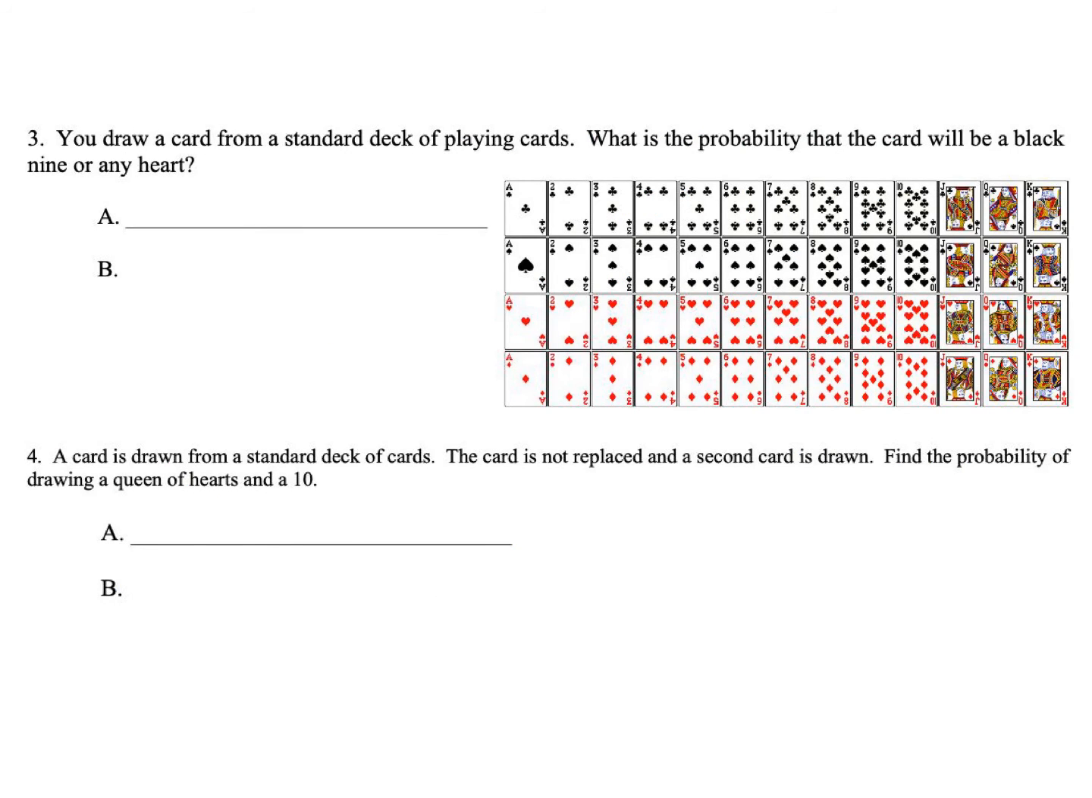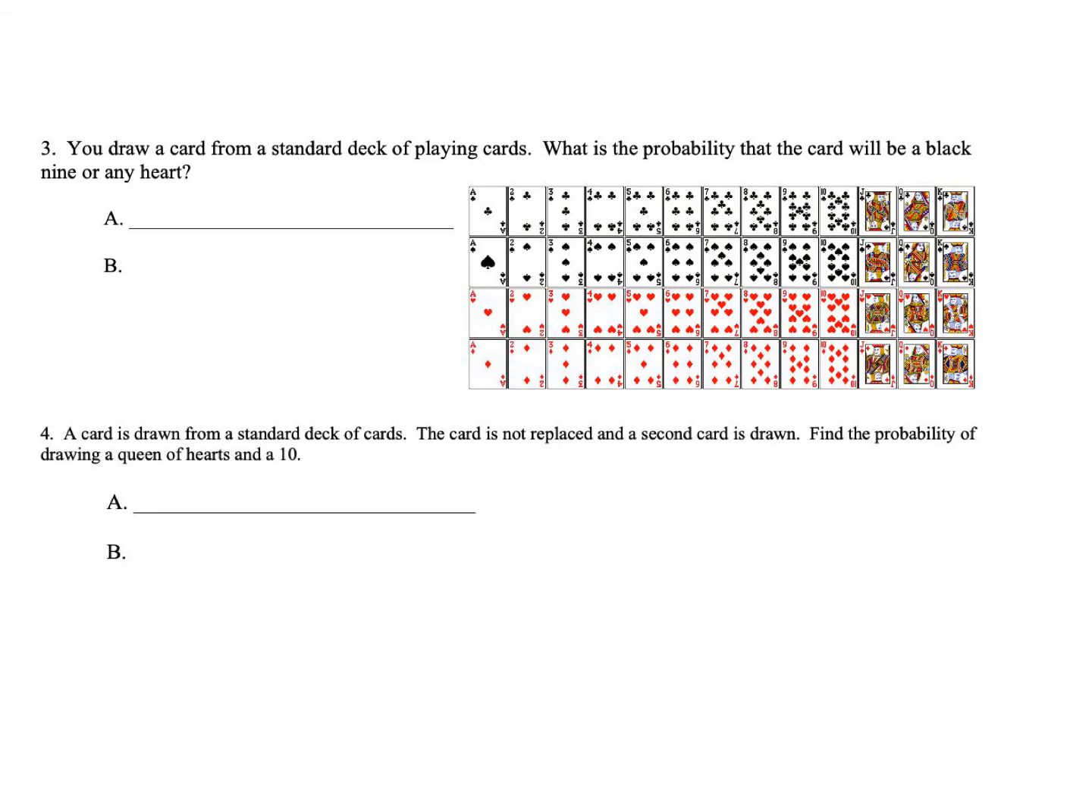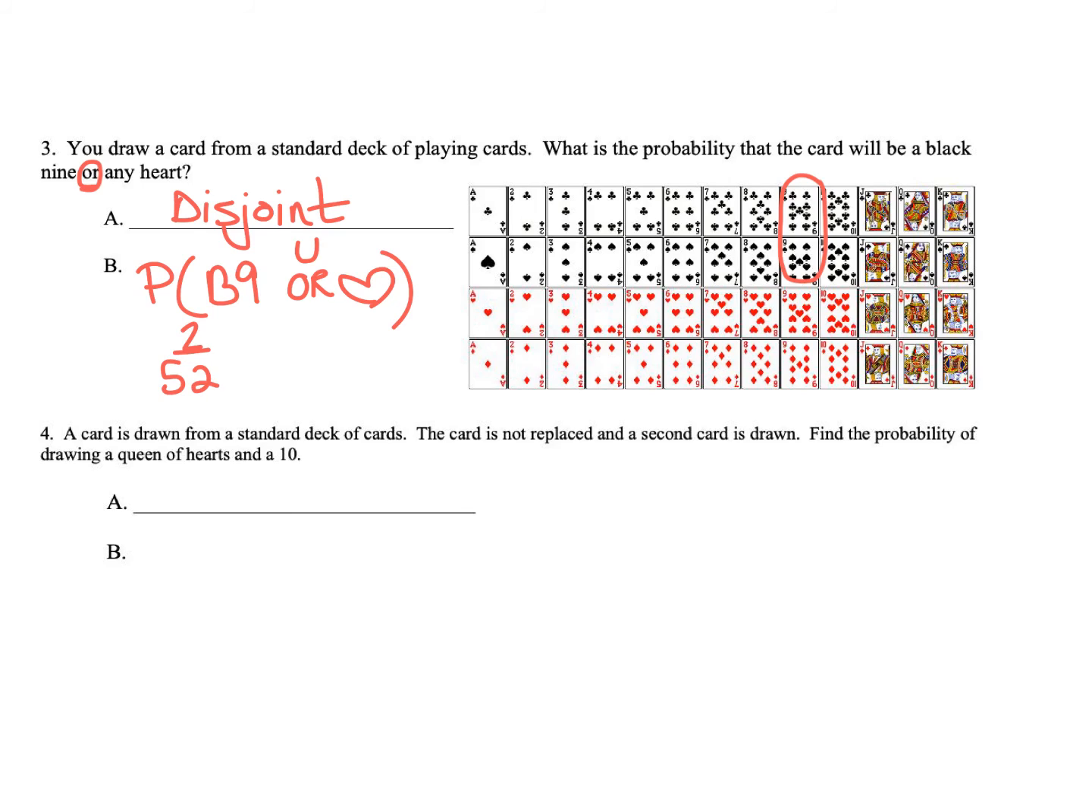Okay, you draw a card from a standard deck of playing cards. What's the probability that the card will be a black 9 or any heart? Okay, this word "or" should clue you in that these are disjoint or mutually exclusive. So probability of a black 9, or you could also use the union symbol, any heart. So when I look here, my sample space, a black 9, I see 2 of them. Put the picture there in case you're not familiar with cards. Or any heart, well, there's 13 cards. So if I just add this together, that's going to be 15 out of 52.